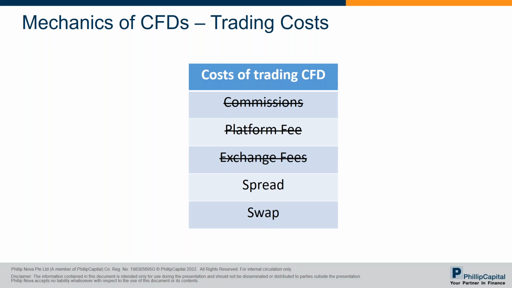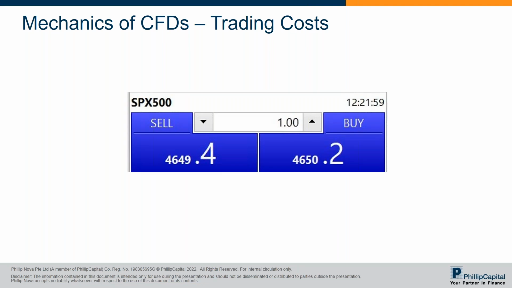Okay, so what is left? The only two costs that you will incur while trading CFDs are the spread and the swap. For those who are not too familiar with the concept of swap, it's okay. Right here is the price, the bid and offer of the S&P 500 index, just to illustrate that. On the left is the bid price, and on the right is the ask price.